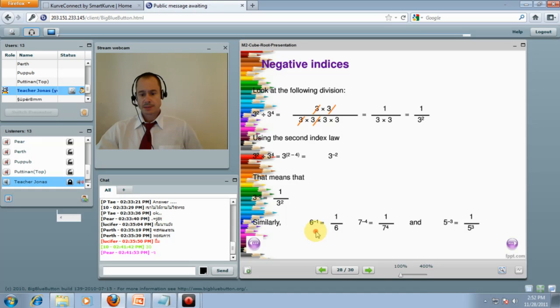And you can see another example of this. For example 6 to the power of minus 1 means 1 divided by 6 to the power of 1, but you don't have to write 1 here because it's the same as 6. And then 7 to the power of minus 4 is equal to 1 divided by 7 to the power of 4. So if the index is negative, then you get the positive index in the denominator.